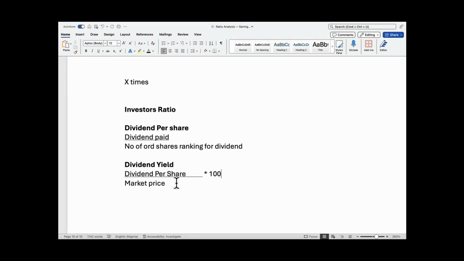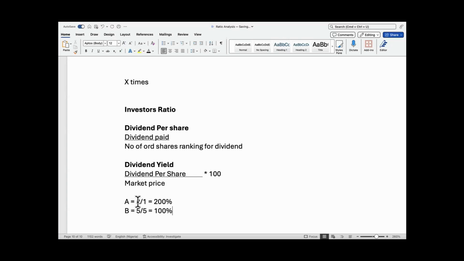Because if you have two companies, where company A is paying a dividend of 2 naira, and company B is paying a dividend of 5 naira, you might think that company B is better until you find out that to buy the shares of company A is just 1 naira. So that means this guy is giving you 200%. But to buy the shares of this guy, it could be, let's say, 5 naira. This guy is giving you just 100% return.